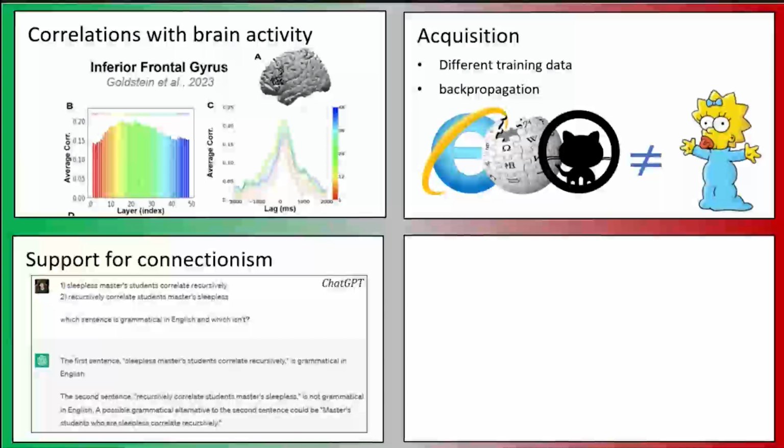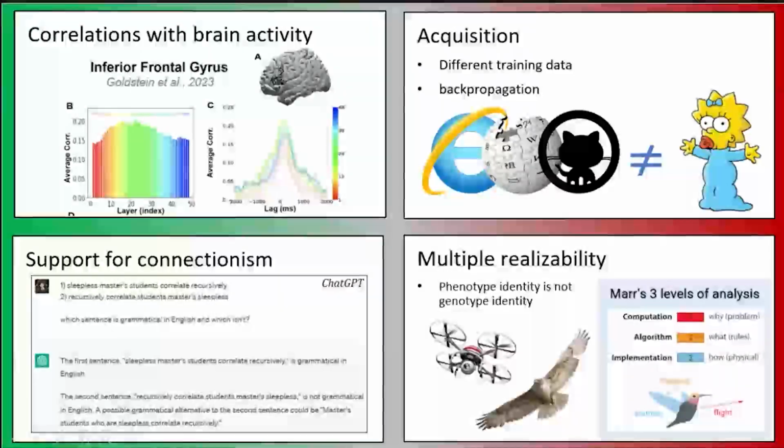However, the last good argument which I will employ against the idea of using LLMs as models for the human brain is the problem of multiple realizability. These are big words. We're going to explain them. Multiple realizability is an idea from philosophy that two algorithms or behaviors or states that we observe can be implemented in two completely different ways. One example that people give is that phenotype identity is not genotype identity.